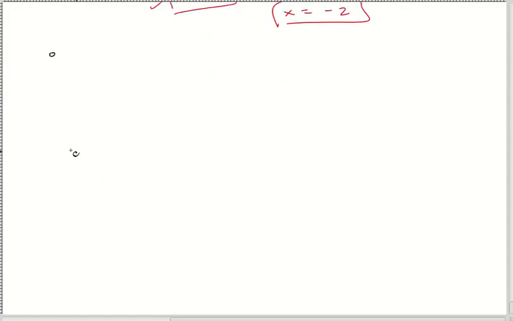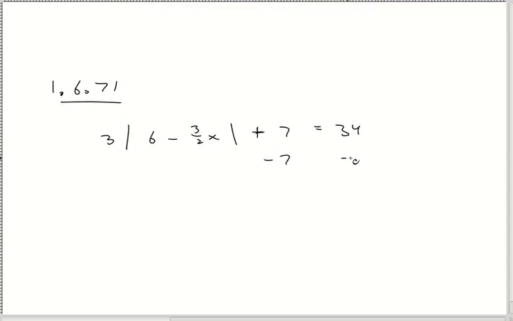Still more to go. 1, 6, 71. So I got 3 times the absolute value of 6 minus 3 halves x plus 7 is equal to 34. Solve for x. I would say try to simplify the outside as much as you can first. So 34 minus 7 is a 27. Divide by the 3 on both sides.